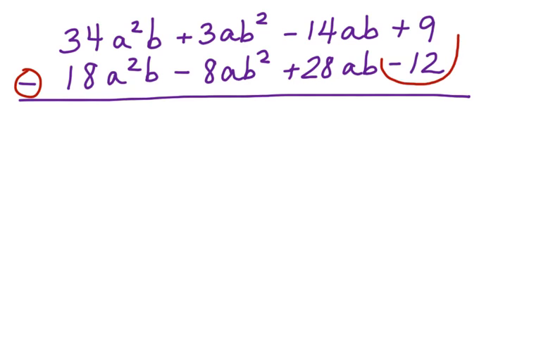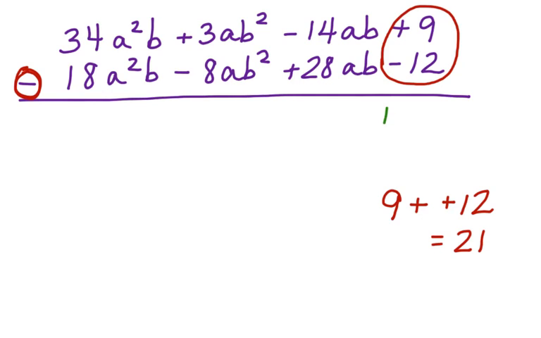So let's start with the constants here. We have 9 take away, don't forget this over here, a negative 12. Whenever we take away an integer, it's the same thing as adding the opposite of the second number. So here, if I wrote this out the long way, 9 minus negative 12 would become positive 21. So in my answer, I'm going to put positive 21.